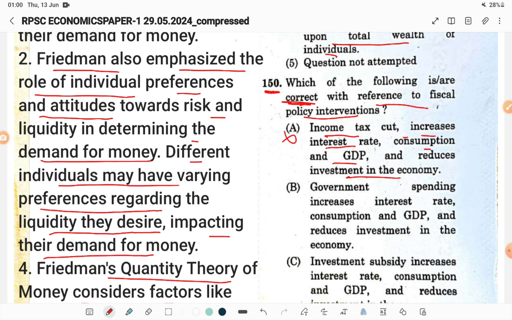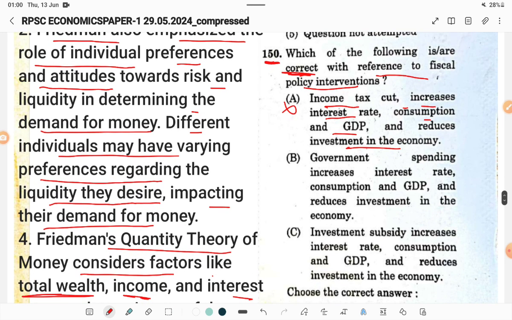to stimulate investment. That's why the statement is incorrect here. Now statement B: government spending increases interest rates, consumption, and GDP, and reduces investment in the economy. This statement is also incorrect. An increase in government spending would typically lead to higher consumption, GDP, and potentially lower interest rate. If the central bank accommodates the increased spending with monetary policy actions, it may not directly reduce investment unless it crowds out private investment by competing for resources.